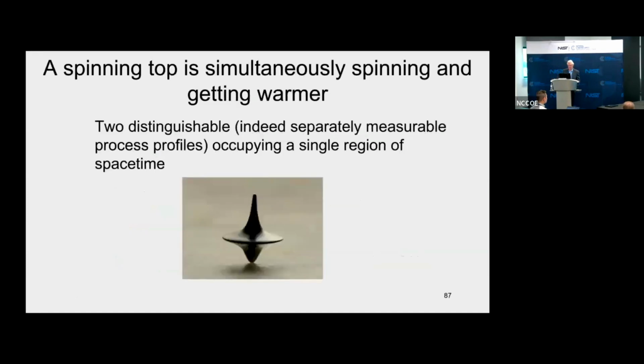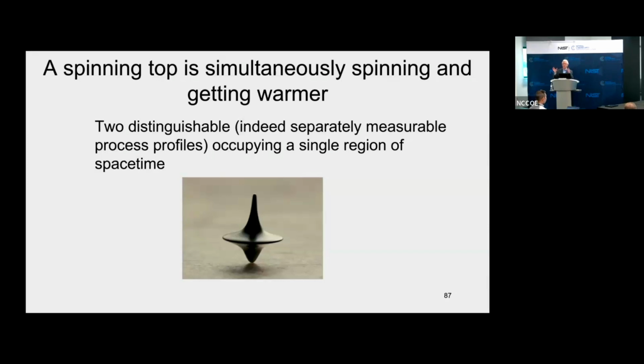A good example of the kind of problem that we face is the spinning top. When you spin a spinning top, you initiate two processes. One is a spinning process, but the spinning top also gradually gets warmer. It's a heating process. So we have a process of increasing temperature, and we have a process of spinning, and they occupy exactly the same region of space-time. And so we need a way of dealing with that.